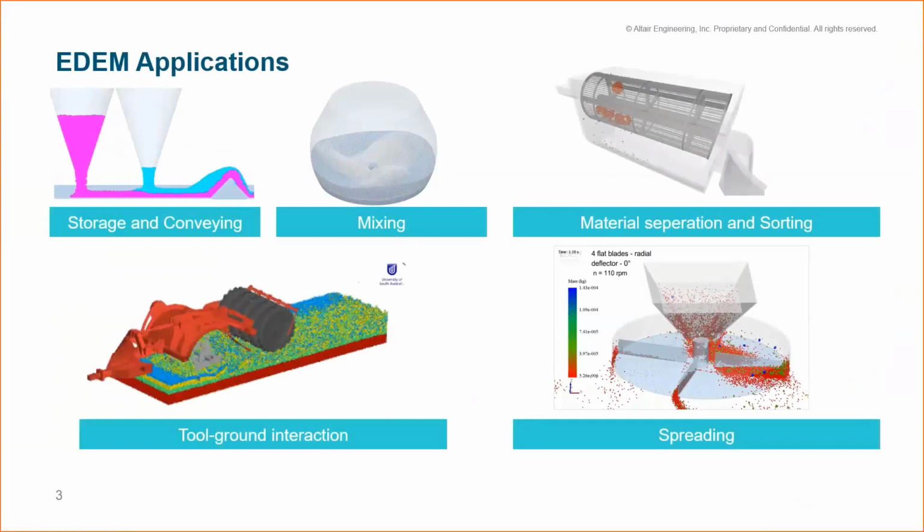So here's a few examples of EDEM applications. We can look at storage and conveying of materials and also mixing. The two cases here, for example, are powder-related simulations. We can investigate material separation, including sorting and breakage using different methods and methodologies. And also with heavy equipment, we could look at soil, tool, ground interaction. With ground-like materials, we can look at vehicles, for example, soil, tire interactions as well. Spreading and distribution of materials is also an application case that we can investigate. In this simulation, we have a rotating blade distributing materials, and the investigation is the spatial distribution of the granular material.